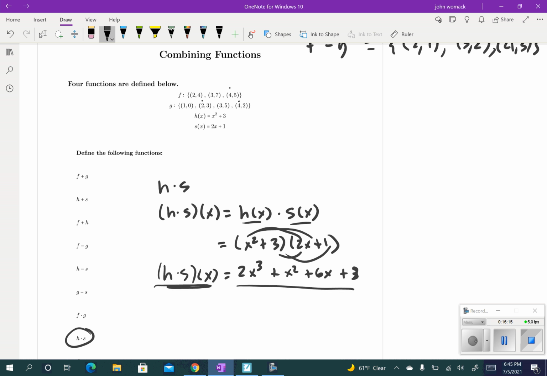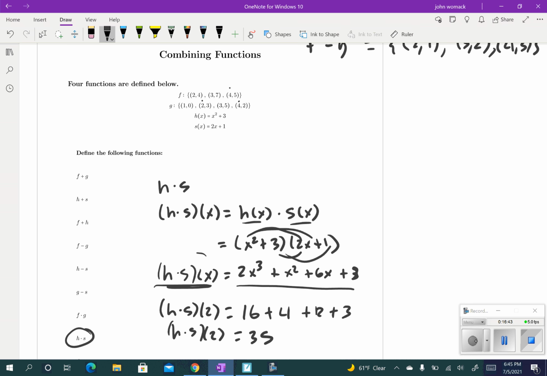Now, if they ask you to evaluate for a number, if I ask you to find h times s of 2, okay, now we're going to take the 2 and plug it in there, right? So 2 cubed is 8, times 2 is 16, 2 squared is 4, 6 times 2 is 12, plus 3. You'd add that all up, that's 20, 32, I think 35. So h times s of 2 equals 35.